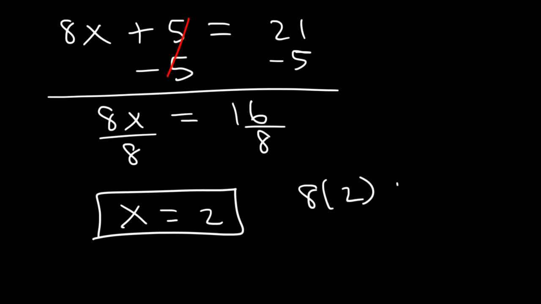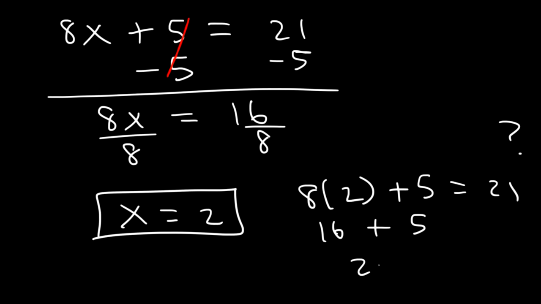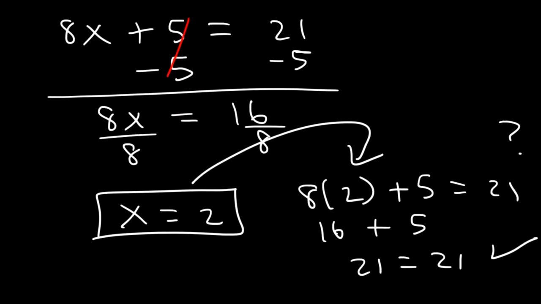8 times 2 plus 5. Is that equal to 21? 8 times 2 is 16. 16 plus 5 is 21. So x is indeed equal to 2.